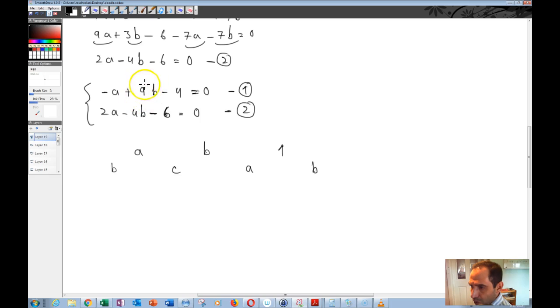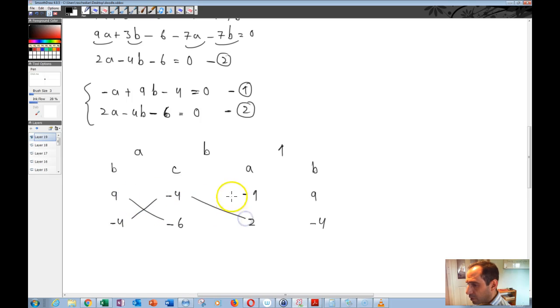So then you can write this as 9, so b is 9 and negative 4, c would be negative 4 and negative 6, and a is basically negative 1 and 2, and then for b you have 9 and negative 4, and then you need to cross multiply.